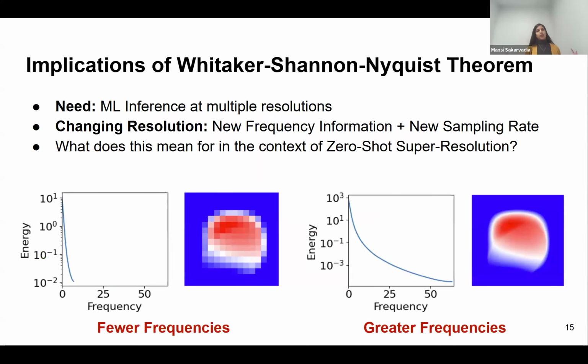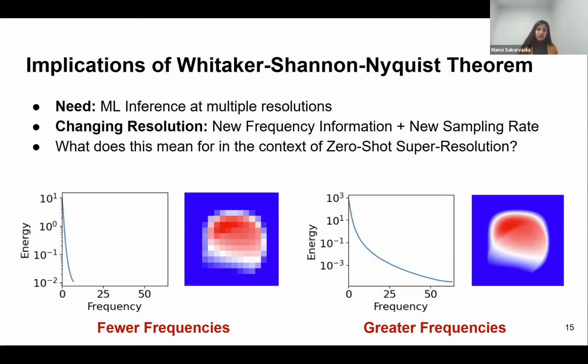And so now that we know what the Whittaker-Shannon-Nyquist theorem states, how do we connect it back to our machine learning computational science workflow? Well, to remind us, we all need machine learning models that can be inferenced at multiple resolutions. And equipped with our knowledge about signal processing, we know that new resolutions means new frequency information being introduced into the system due to an updated sampling rate.